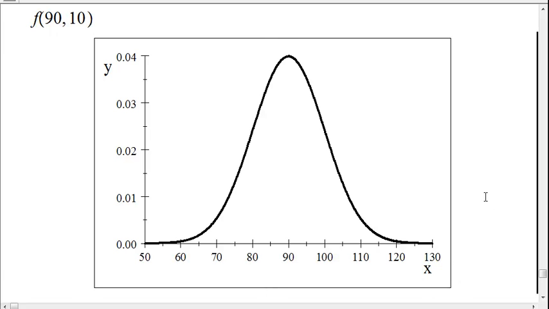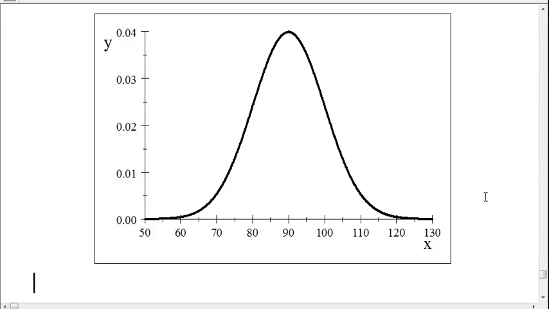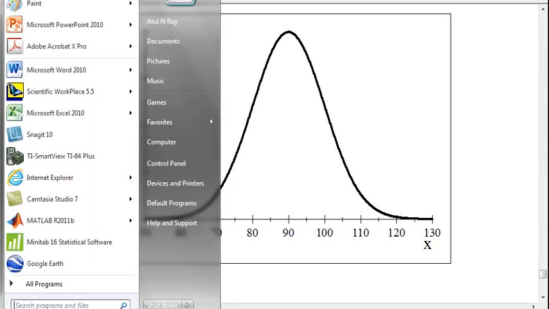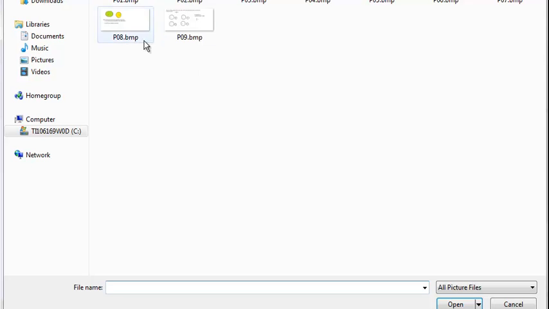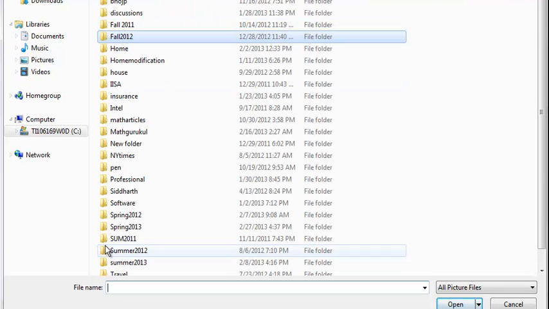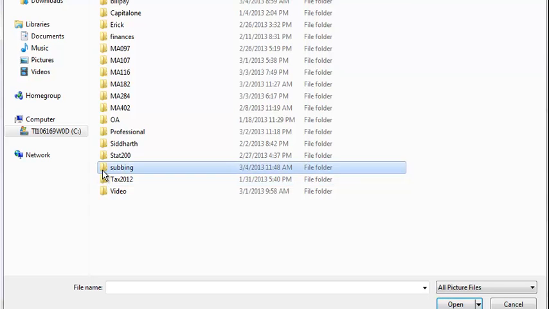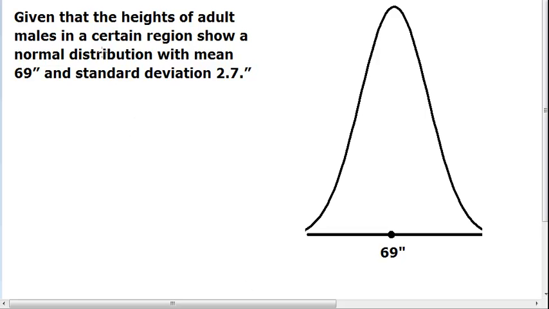Say I take this normal distribution that we are going to use in the example. Let me bring it up for you because I already opened it. Here you go. We know that the heights of adult males show a normal distribution with mean 69 inches and a standard deviation of 2.7 inches. Say we have this information, and you will know very soon how to estimate it.